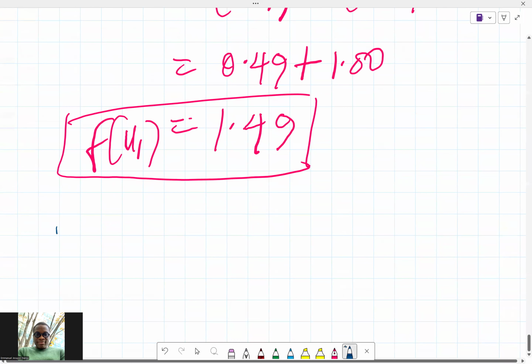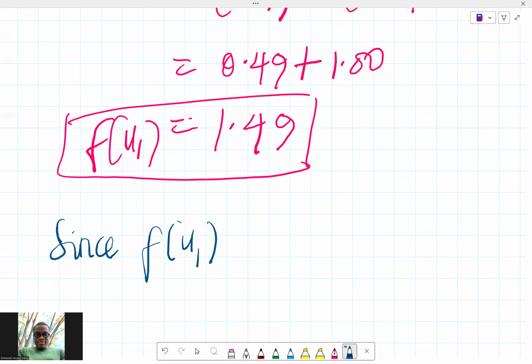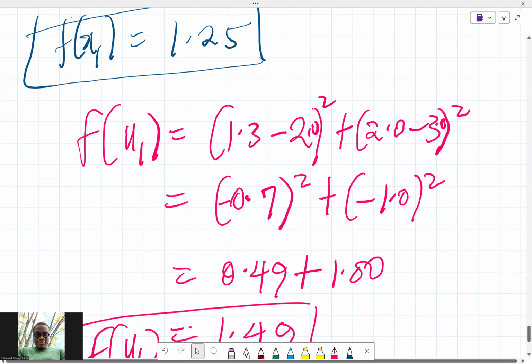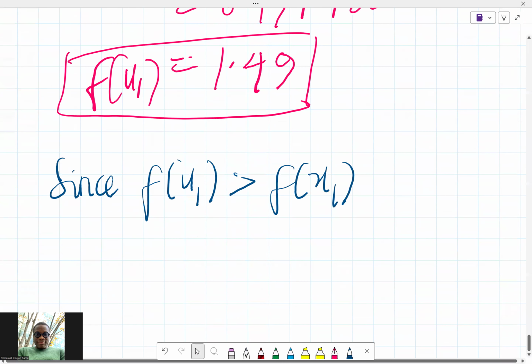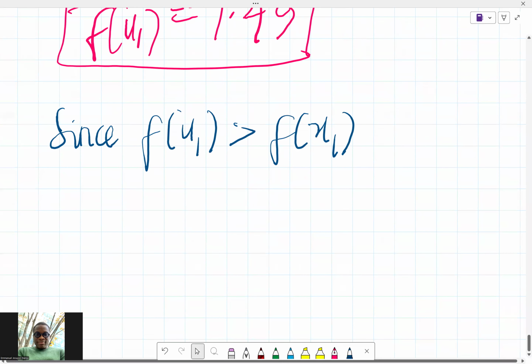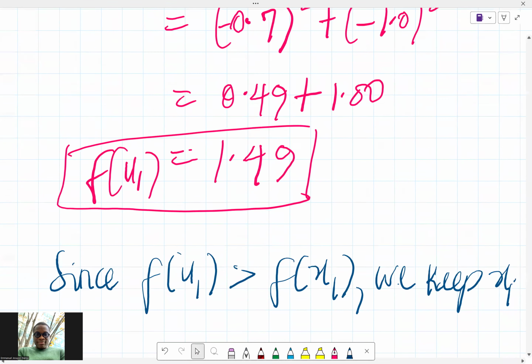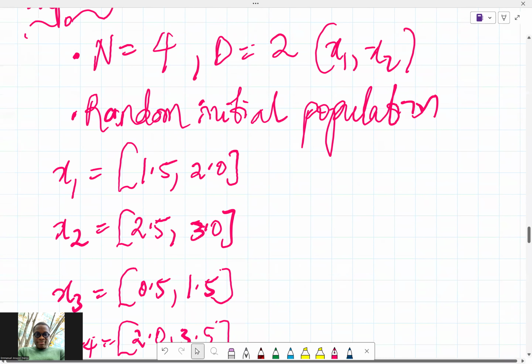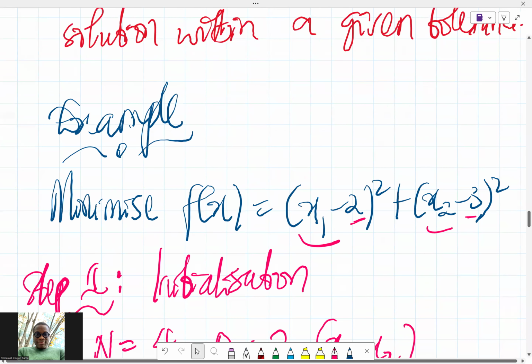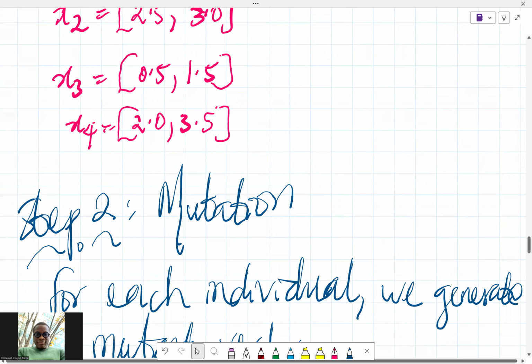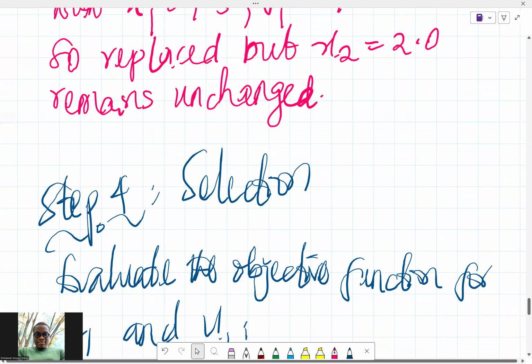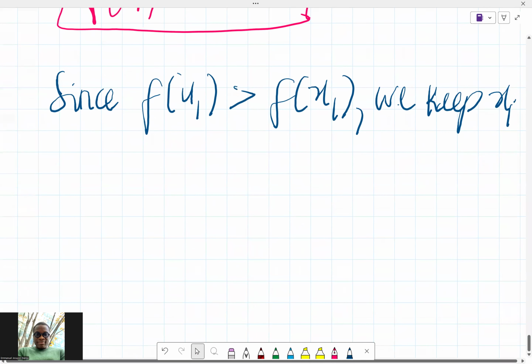So in this case, since f of u1 is greater than f of x1, as you can see, f of u1 is 1.49 and f of x1 is 1.25, it means we keep x1, because the problem is a minimization problem, if you remember. If it was a maximization problem, we would have to displace it. So we are minimizing, so we keep the smaller value. So we keep x1 and we continue the whole idea with that.